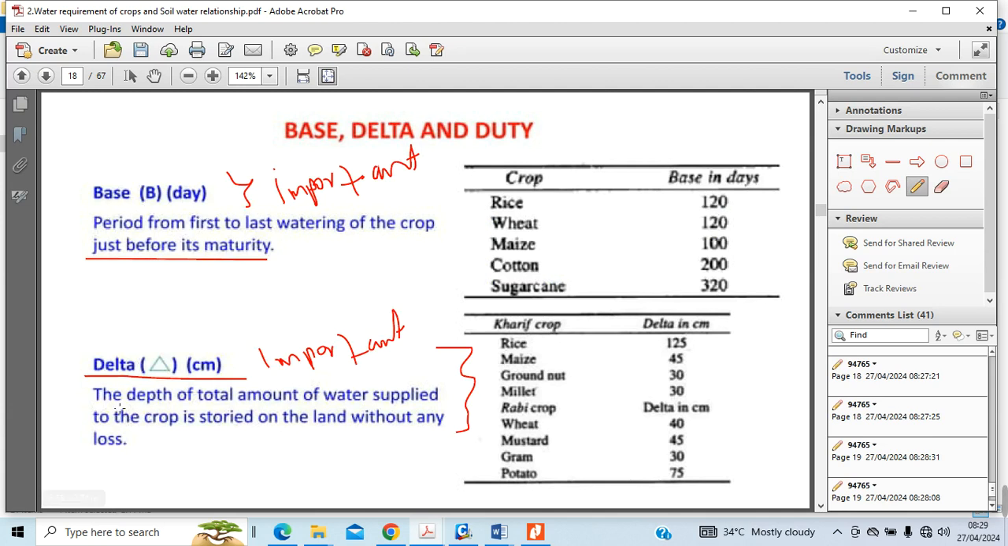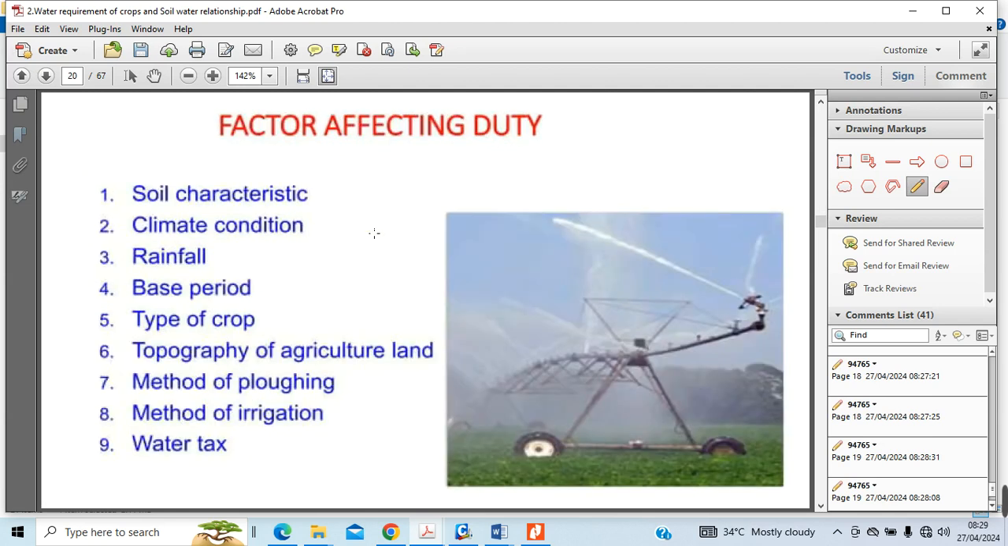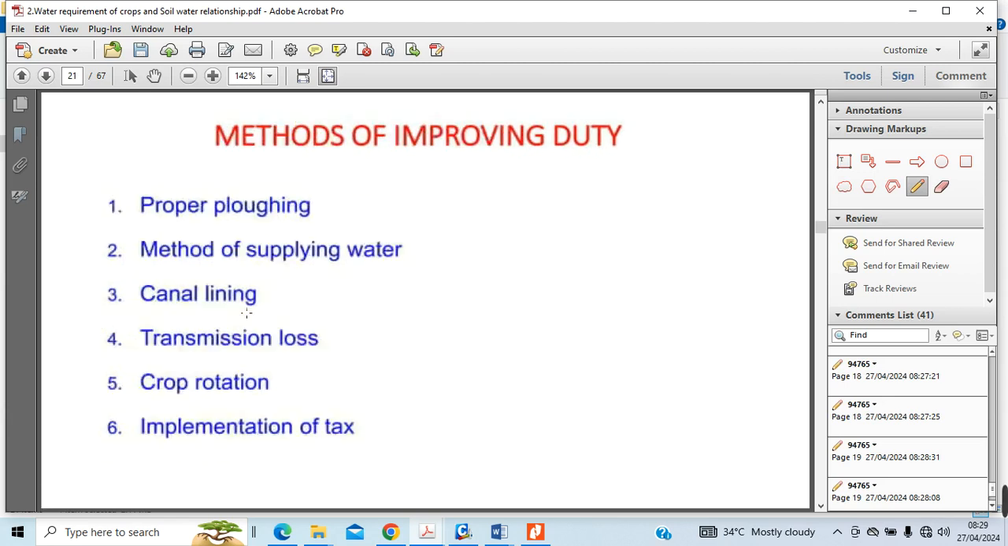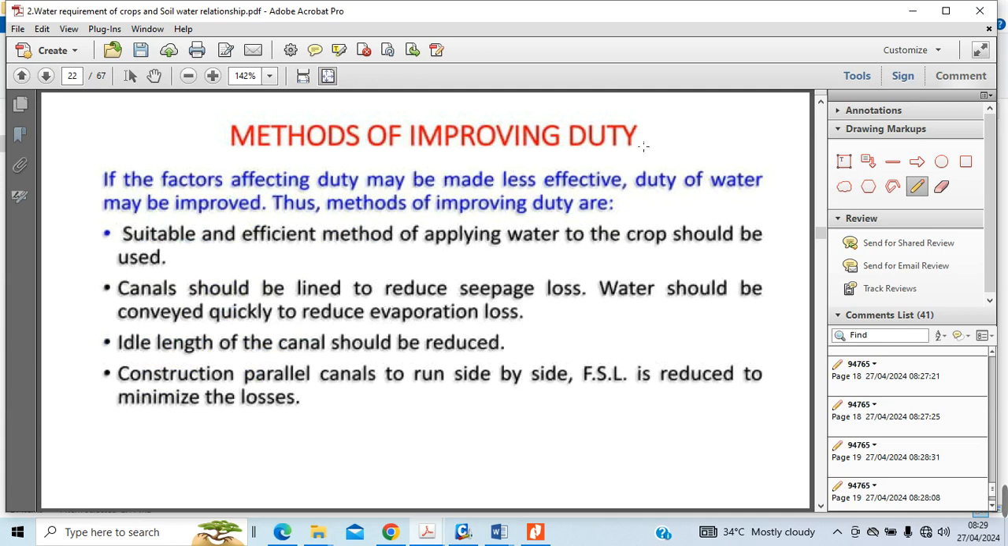Next, delta: the depth of the total amount of water supplied. Okay, right. The factors affecting duty: the soil characteristics, climatic conditions, rainfall, base period, type of crop, topography and agricultural land, method of plowing, method of irrigation, water tax. Methods of improving duty: proper plowing, method of supplying water, canal lining, transmission loss, crop rotation, implementation of tax. The factors affecting duty may be made less effective, and the duty of water may be improved.